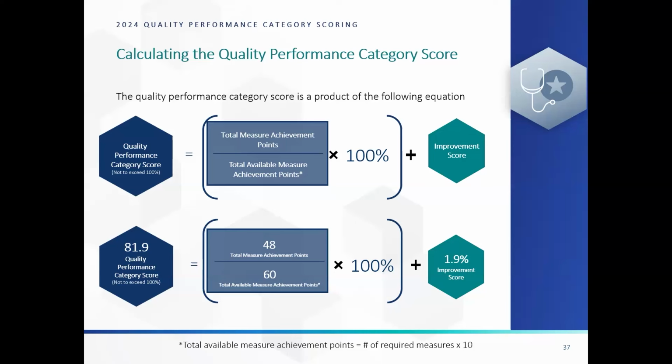So as an example, on this slide, you will see that the numerator is 48, which is the total measure achievement points, and the denominator, which is 60, which is the total available measure achievement points. When you multiply the numerator and denominator by 100, and then you add, let's say, the improvement score of 1.9%, your total quality performance category score is 81.9. Next slide, please.